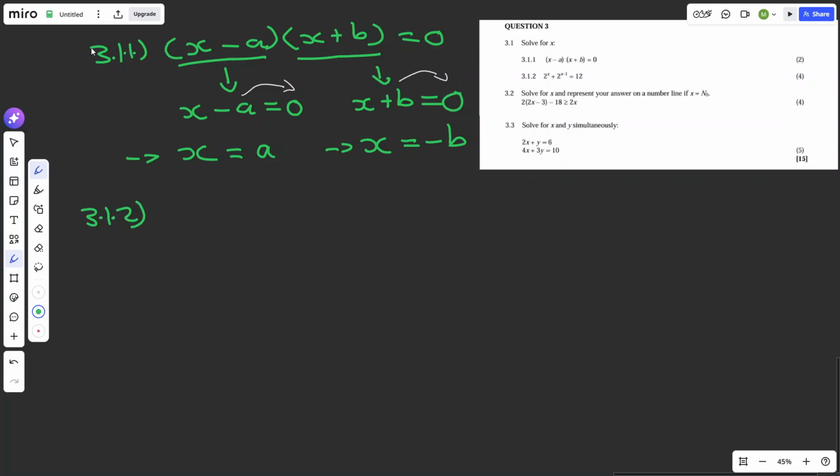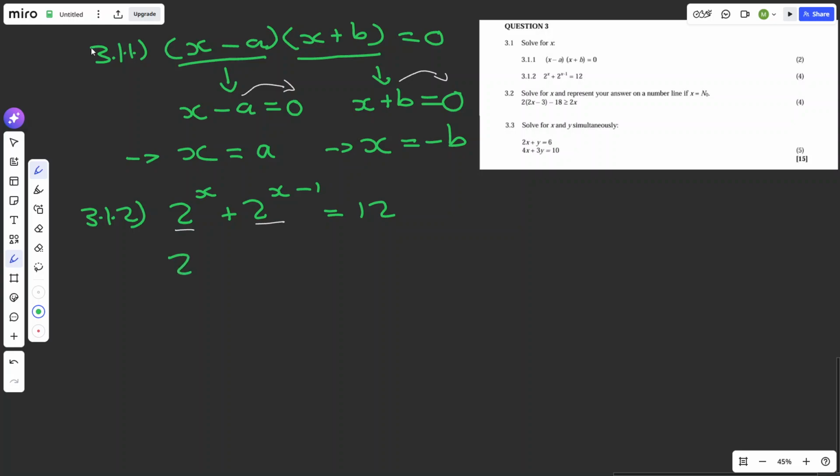So in the next question, we are given 2 to the power of x plus 2 to the power of x minus 1, and then we equate that to 12. So what are we going to do here, right? So we can clearly see here on the left-hand side, these two here, they've got a common term. We just need to break the second part, right? So that it looks like it.